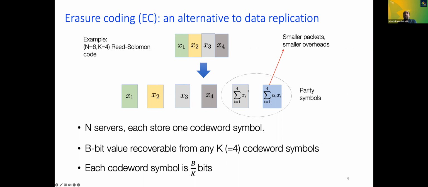When an (n, k) erasure code is used to store data over n servers, the original data can be recovered from any k of the n servers. Each server stores just a fraction of 1 by k of the data instead of a full copy. And this can reduce the redundancy overheads compared with replication.